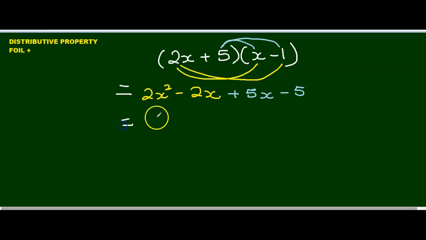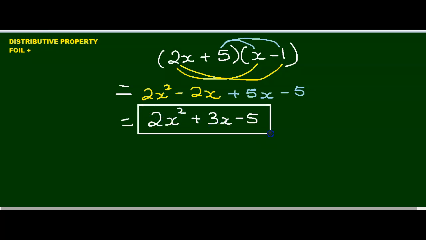I'm going to simplify that. That gives me 2x squared, 5x minus 2x gives me +3x, minus 5. And that's how we solve this problem.